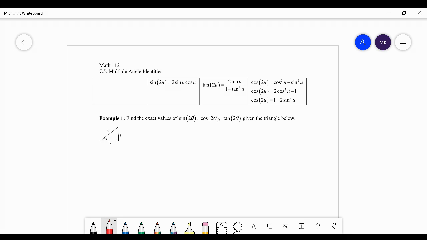And this first one here, these are what we call our double angle identities. Okay. As you can see here, these are when we have our angle being doubled.